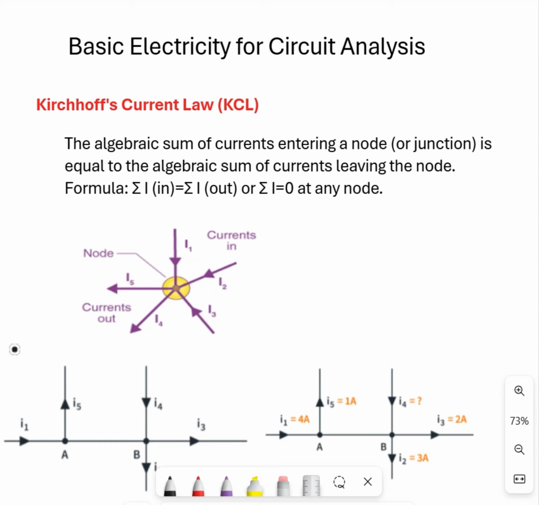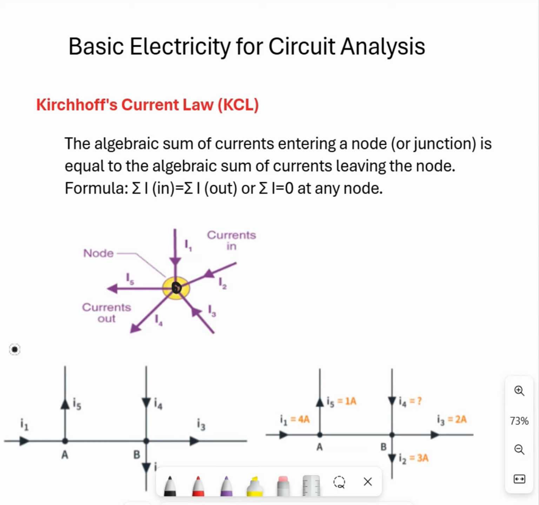So the very first one we would like to learn is Kirchhoff's current law, commonly known as KCL. What is KCL? This is a very small portion of a circuit, and this one is a node, right? Kirchhoff's current law states the algebraic sum of currents entering a node or junction. So this is a node or junction.